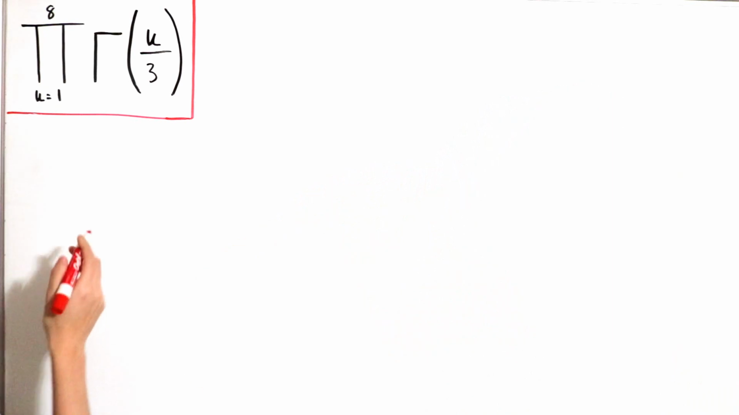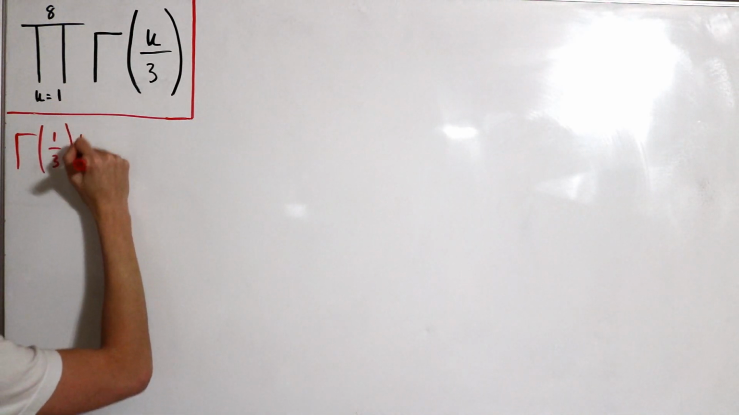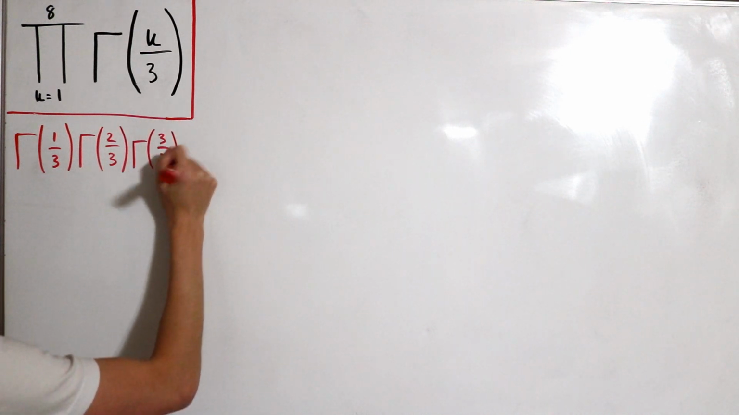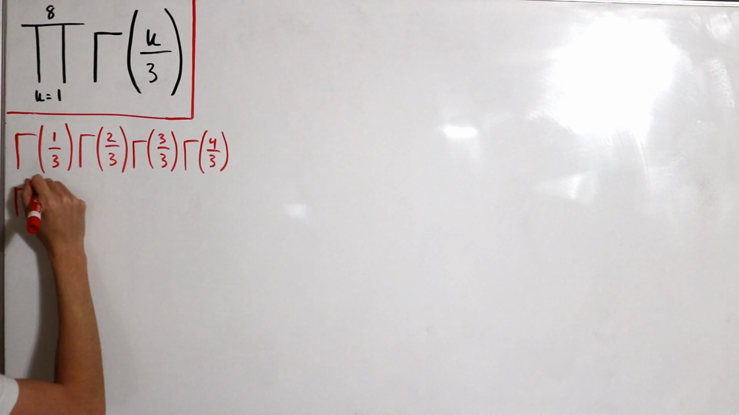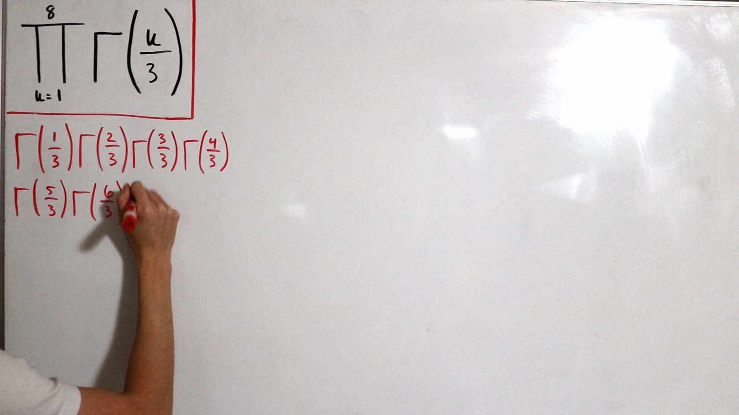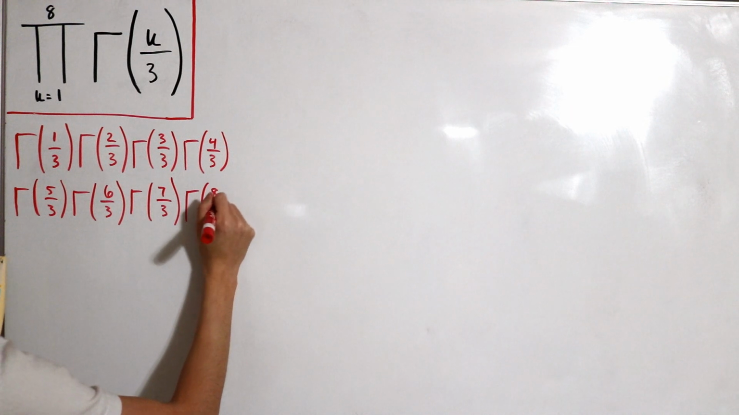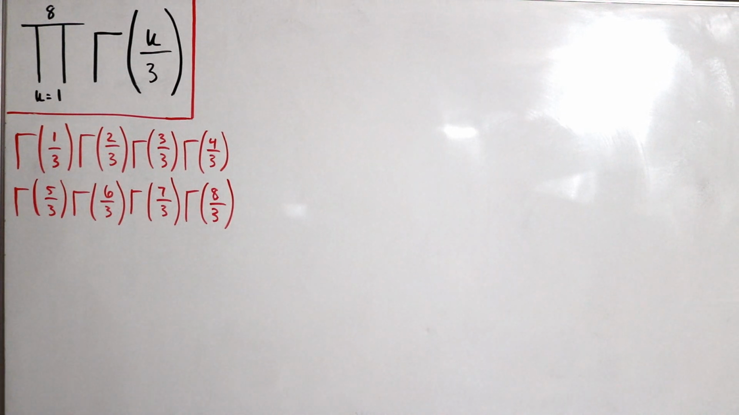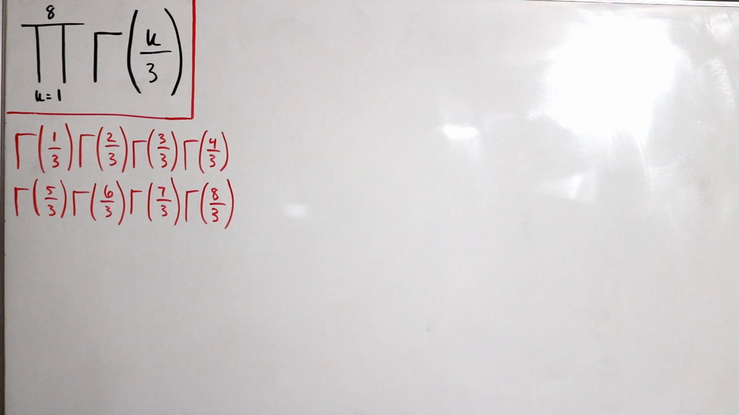If we expand this out one term at a time, we have gamma of 1 over 3 multiplied by gamma of 2 over 3 multiplied by gamma of 3 over 3 multiplied by gamma of 4 over 3. The product expansion continues: gamma of 5 over 3 multiplied by gamma of 6 over 3 multiplied by gamma of 7 over 3 and then multiplied by gamma of 8 over 3. This is what the expansion looks like. Now we need some formulas to help evaluate this series.